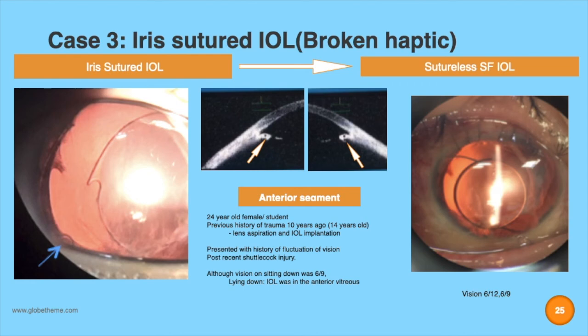When you look carefully, you can see the breaking point at the haptic-optic junction. And the single-piece PMMA lens was actually sutured onto the iris tissue. Again, we did anterior segment OCT, which showed the presence of the PMMA haptic within the iris tissue. She was planned for early surgery within a few days. But just before the surgery, the IOL eventually dropped down into the vitreous cavity.